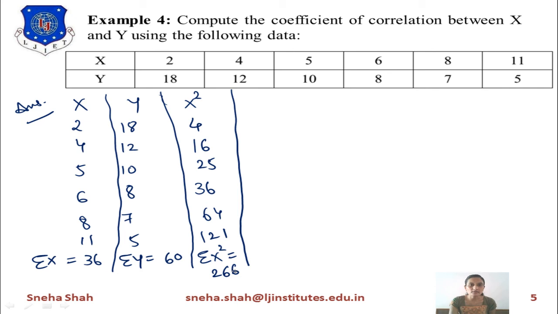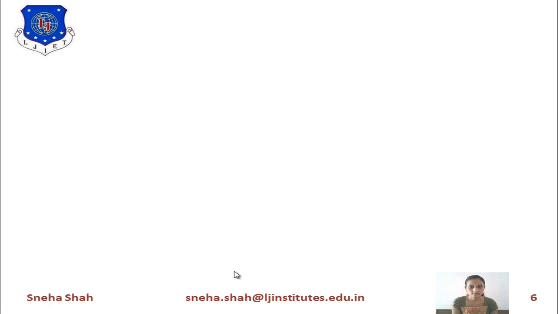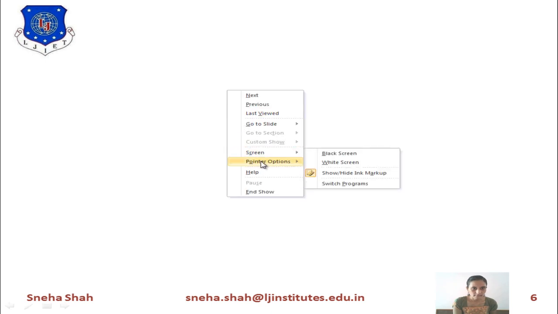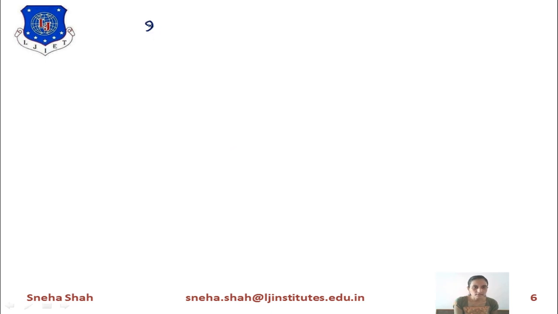Now, the next term we have to select. For that, first of all I will write down the equation of the coefficient of correlation. The equation of the coefficient of correlation is R equals summation x into y minus summation x summation y upon n. So first of all we have to find out summation x and summation y. We have already found them.